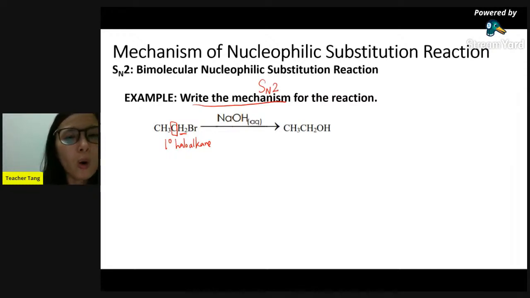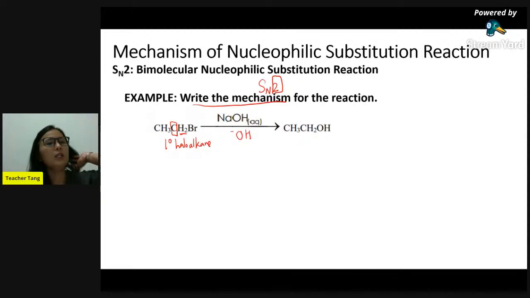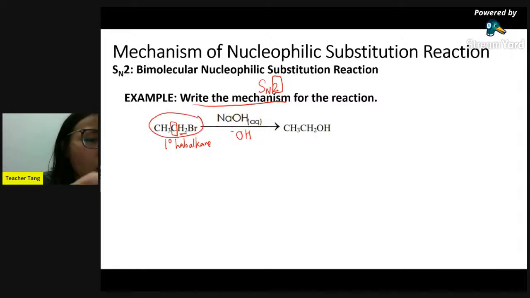So for the SN2 reaction mechanism, remember 2 means that at the slower step, it involves the haloalkane and also the nucleophile. So the nucleophile here is the hydroxide ion. So it means that in SN2, we need to draw both at the first step. Okay, so in the first step, we need to draw both. And for the SN2 reaction mechanism, we need to draw the haloalkane in the tetrahedral shape.